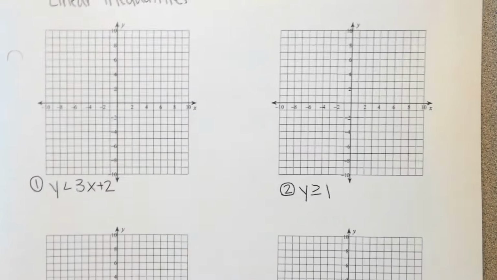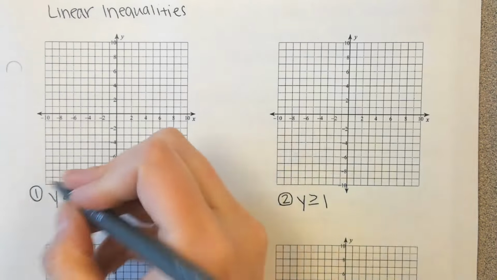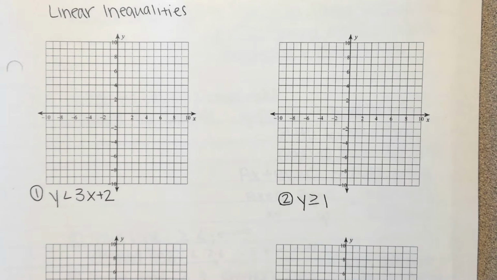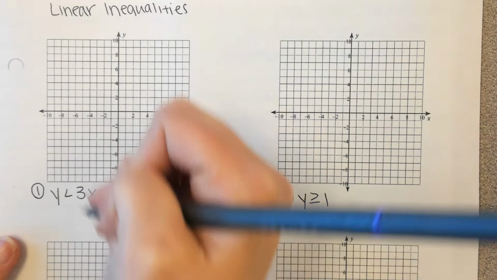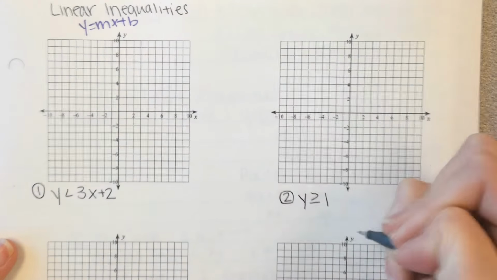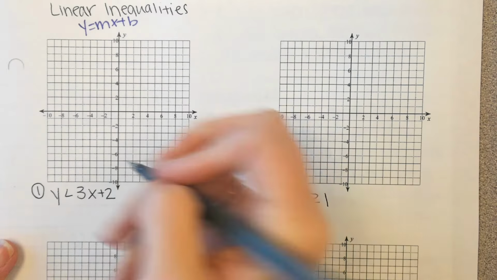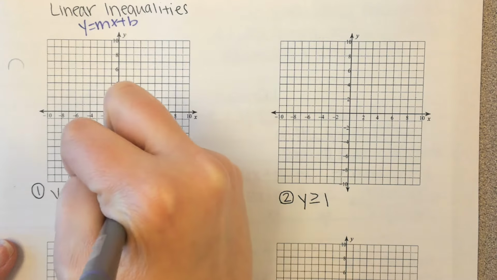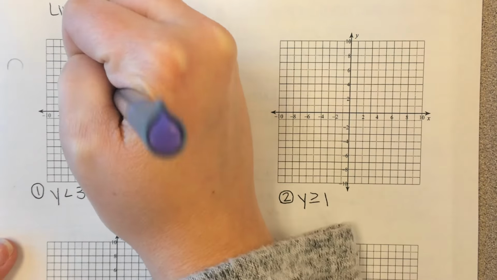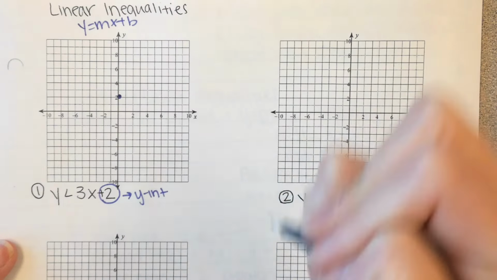All right, so number 1, we have y is less than 3x plus 2. So the first thing that I'm going to do is pick out my y-intercept. I'm going to make a note: y equals mx plus b. That's the form that these are in. So this is my y-intercept. So I go to the y-axis and I'm going to make a point at 2.